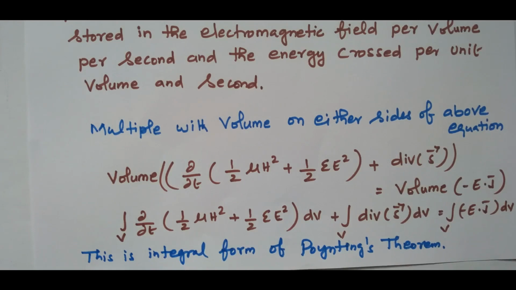So in this video we discussed the intrinsic impedance or characteristic impedance, the Poynting vector, followed by the Poynting theorem and the proof of the Poynting theorem. Finally we got the integral form of the Poynting theorem.